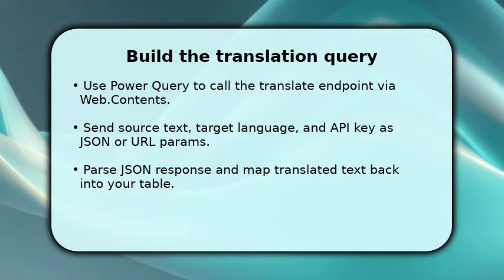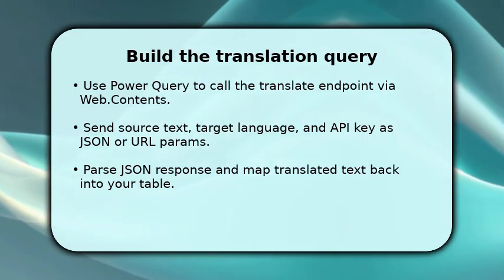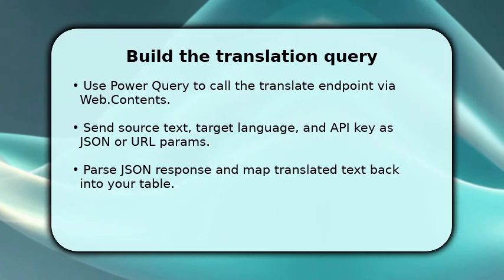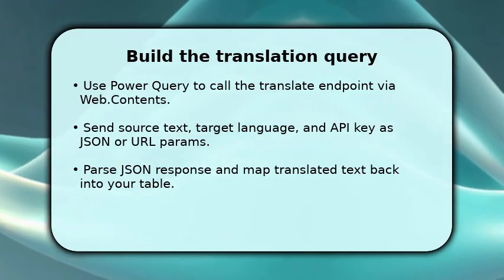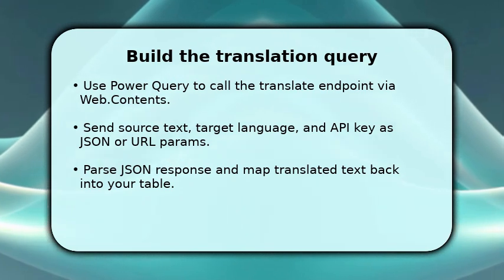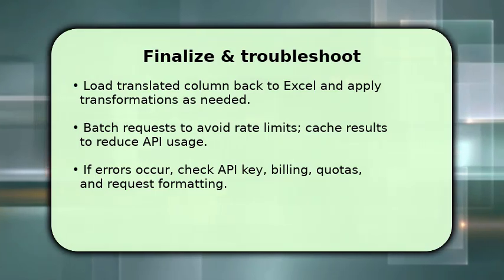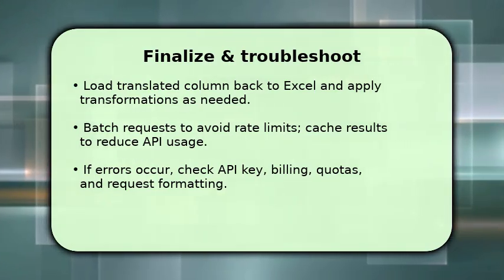Once the call returns, expand the JSON response and extract the translated text field. Make sure to test with a short string first, so you can confirm the mapping before applying to large tables. Finish by loading the translated column back to your worksheet and applying any trimming or formatting. This makes the translations ready for use.